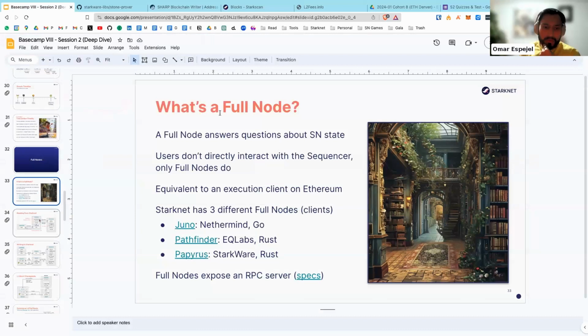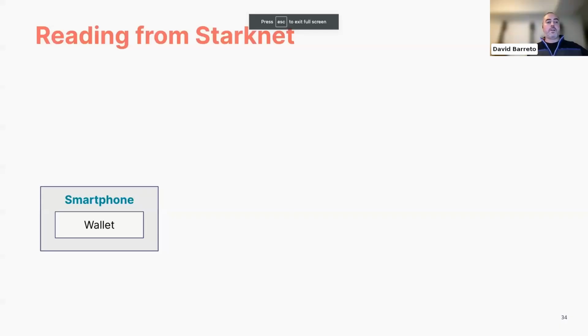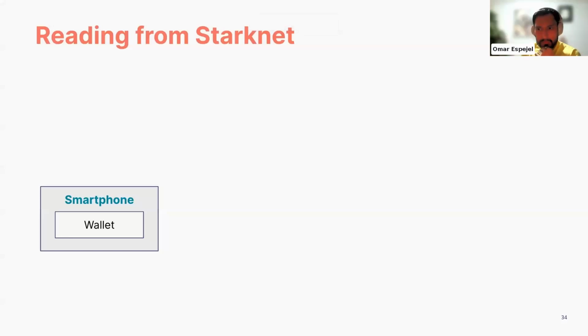So the nodes do some kind of validation of the transactions? No, they don't do any, not that I'm aware. Maybe they perform some basic validation, like the structure of the transaction being correct. But signature verification, all that, happens on the sequencer. And I'm going to talk about that now.